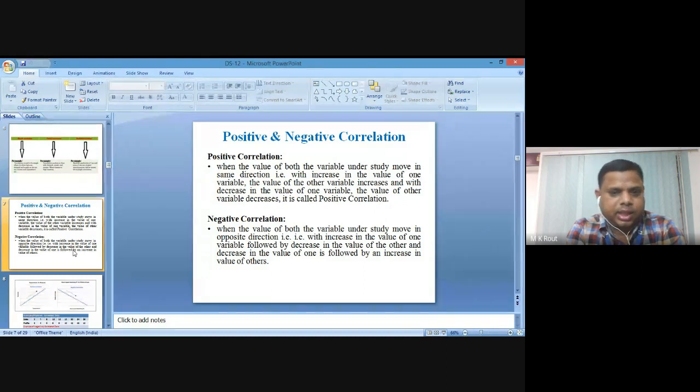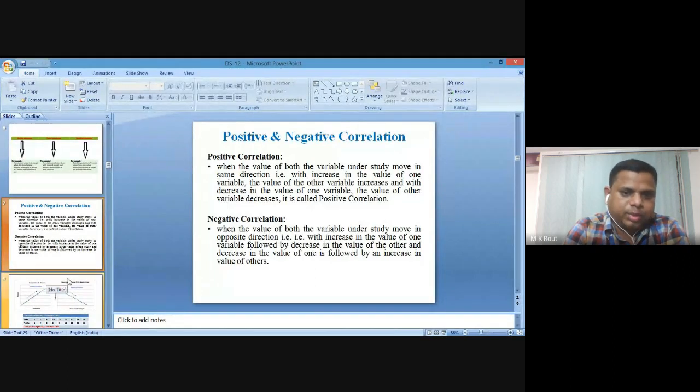Basically, positive and negative correlation should be represented by a scatter diagram. Suppose you have expenditure on the x-axis, and on the y-axis the financial year is mentioned. In that case, most of the time the financial prices of different products and services are shown through the scatter diagram. I'll show that one.